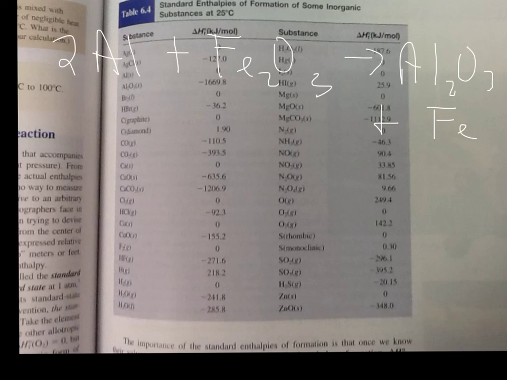Now, all of these delta H's of formation can be found in your appendix in the back of the textbook. But the delta H of this reaction under the standard state conditions is going to be equal to 1 times the heat of formation of the aluminum oxide.